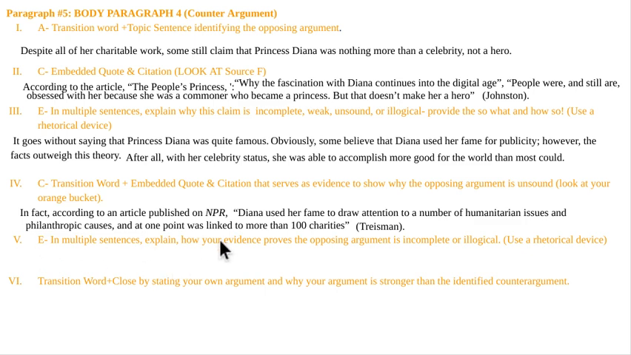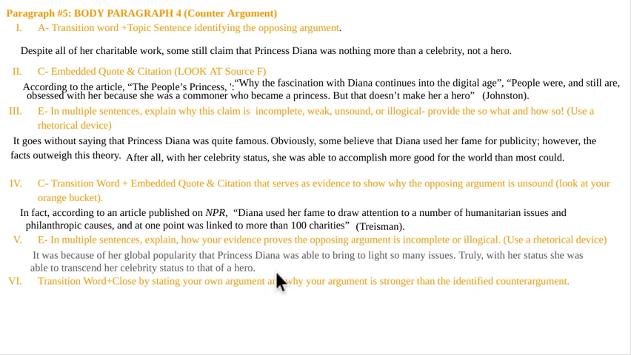Now, once again, we're going to explain sort of what this is saying, double down, triple down on that argument. I'm going to say it was because of her global popularity that Princess Diana was able to bring to light so many issues. Truly, with her status, she was able to transcend her celebrity status to that of a hero. So take a second, triple down, explain why that other argument is totally wrong and why you are totally right.